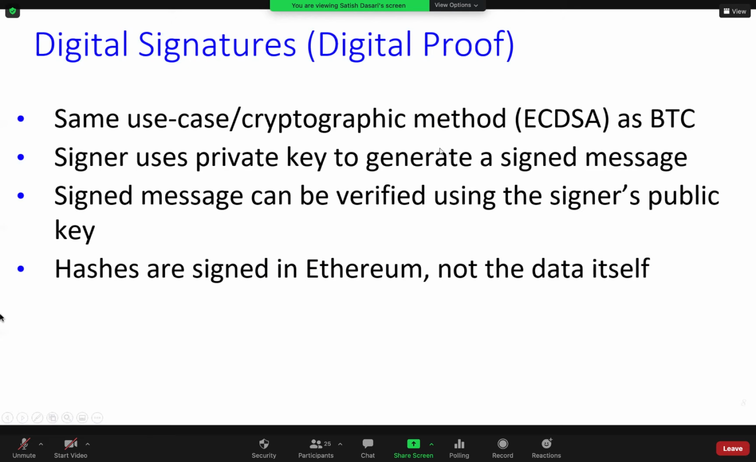So digital signatures are a proof, as I mentioned. The signer uses a private key to generate the signed message. Only then is it really a valid transaction, which miners will take and bundle as a block, trying to get the reward by solving the nonce on top of the block.